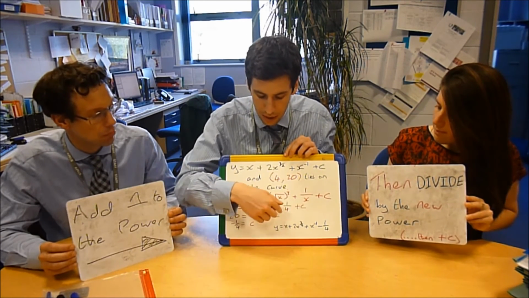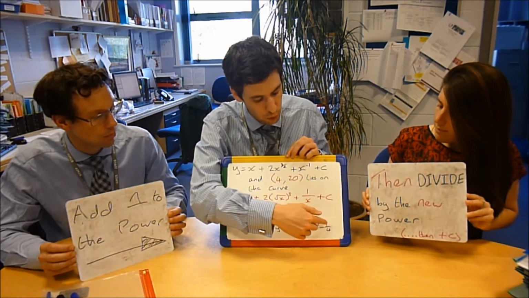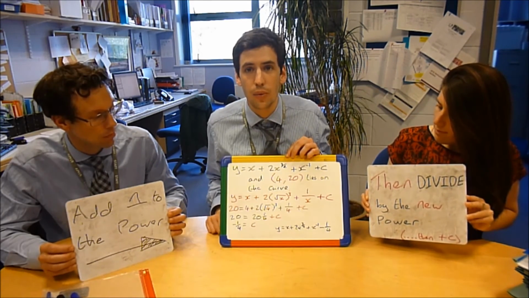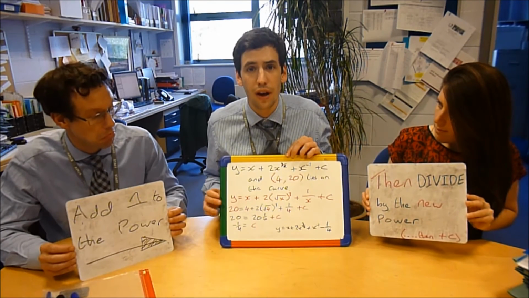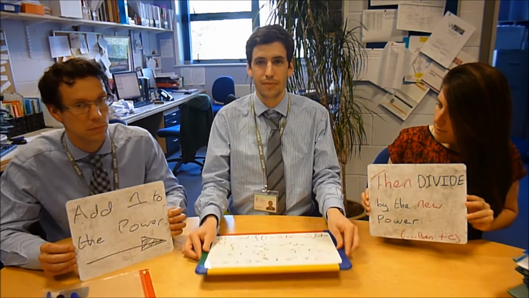Once you sort all that out, you just find out that C is minus a quarter. So I've got my full function replacing C with minus a quarter. 5 marks or more on your exam. Boom. Add C.